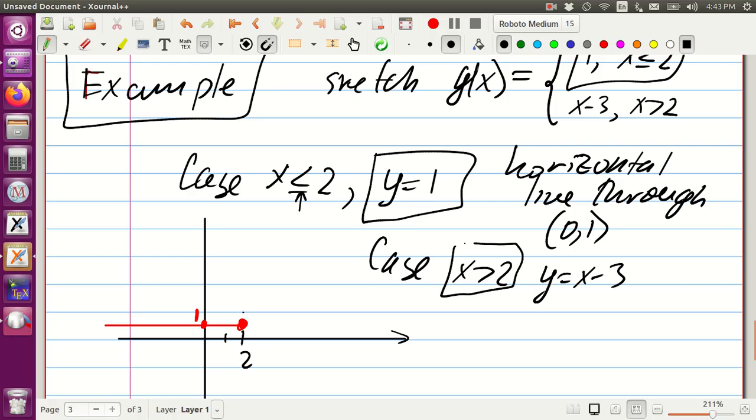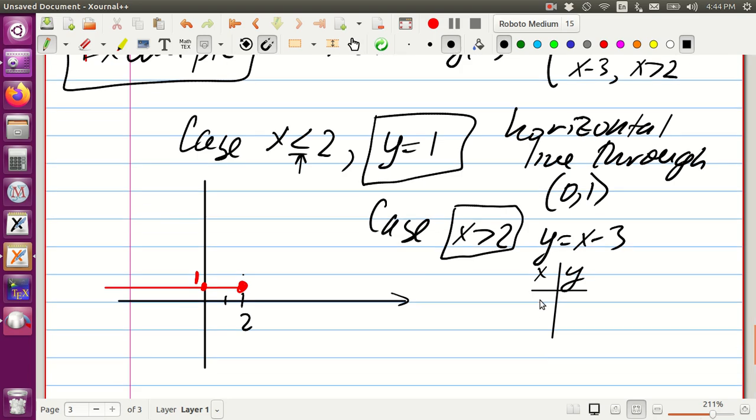But we can only use values greater than 2. So let's create two values for x and y. So let's use x equals 3. If we plug in 3, we're going to get what, 0, right? So at 3, we're going to get 0. So it would be interesting to understand what's going on near 2 with this function.